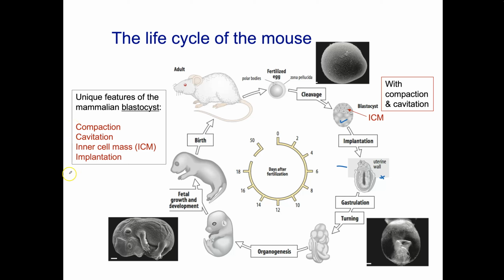I've just got them listed on the side here. These are unique features of the mammalian blastocyst, and today we'll be talking about all of these. And then next time I'll be talking about gastrulation. Through the gastrulation process and the turning, the rodent embryo is a bit different from humans. So I'm going to talk about this in lecture 20, and then I will introduce just a little bit about human development. I think students are usually most interested in that.